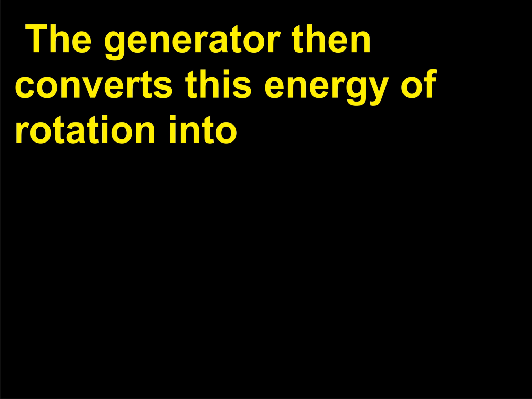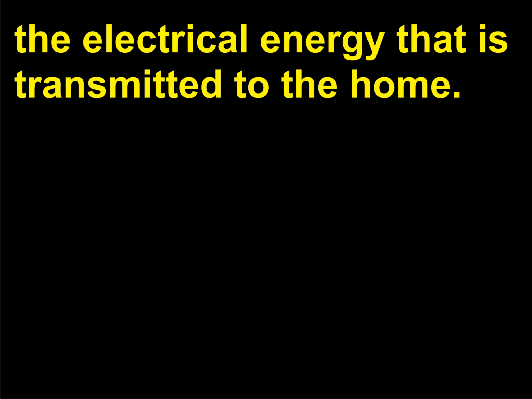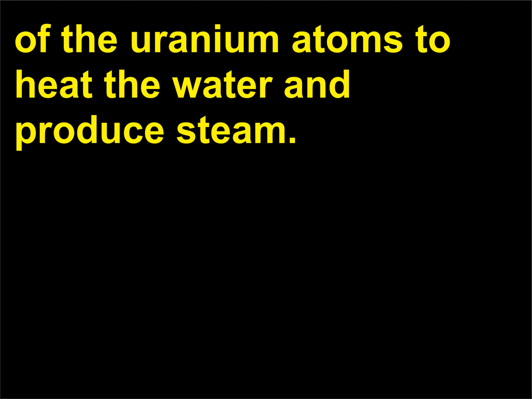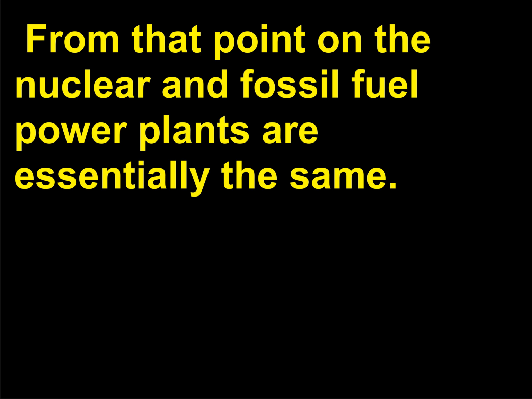The generator then converts this energy of rotation into the electrical energy that is transmitted to the home. A nuclear power plant uses the nuclear energy in the nucleus of the uranium atoms to heat the water and produce steam. From that point on, the nuclear and fossil fuel power plants are essentially the same.